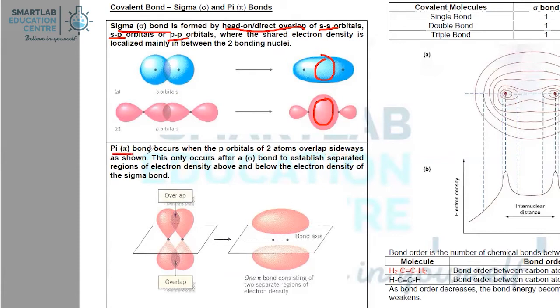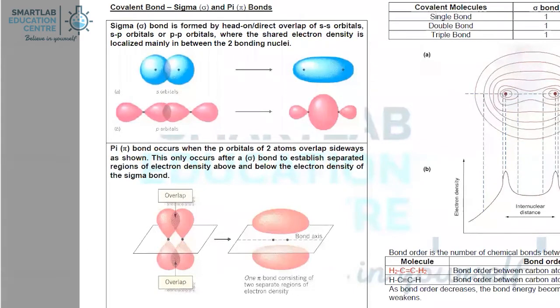A pi bond occurs when p orbitals of two atoms overlap sideways. So in this case, the overlapping region is indicated here, and the shared pair electron density is as indicated on this diagram. And as earlier explained, the sigma bond occupies the electron density in between the two nuclei.